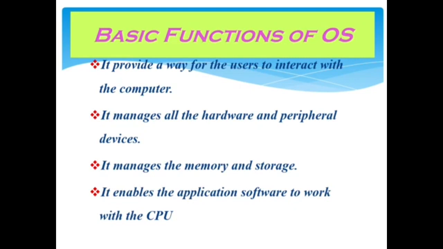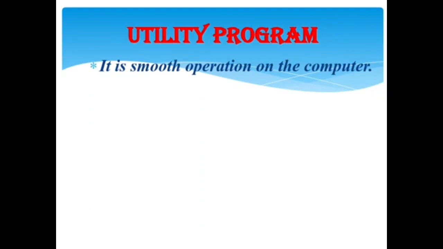I told you software has two types. One is system software. The other one is application software. First the system software will work, then only the remaining application software will work. The next one is utility program. See the spelling, U-T-I-L-I-T-Y, utility program. It is for the smooth operation of the computer.